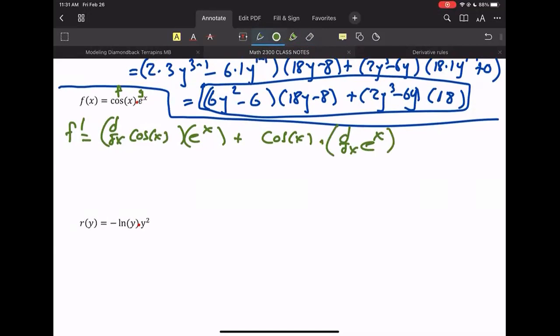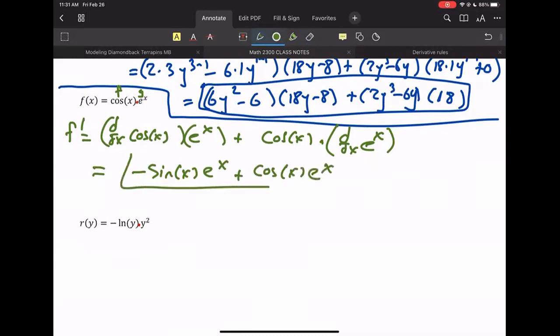And e to the x just stays the same, so the right-hand half, the second half of that, is literally just a copy of the original function. But cosine, we just learned, changed to minus sine. So this is a not too bad one. That would be it. F prime g plus f g prime. Look all right?